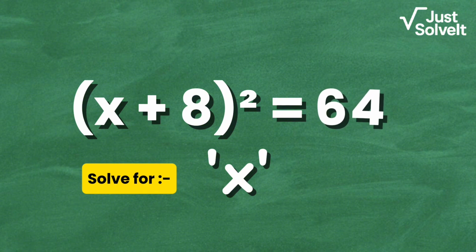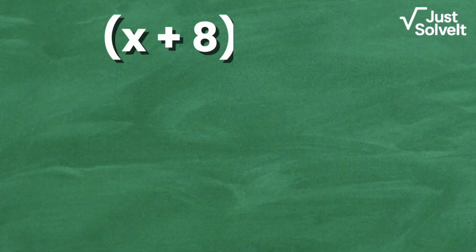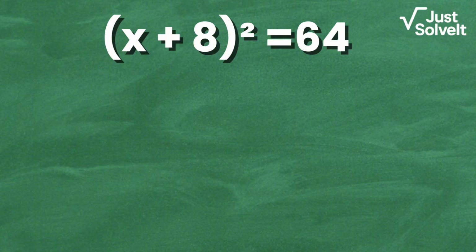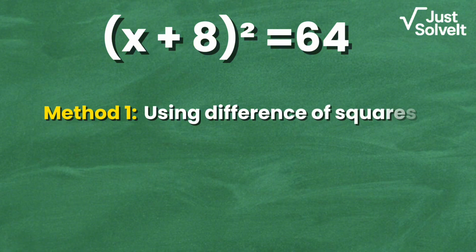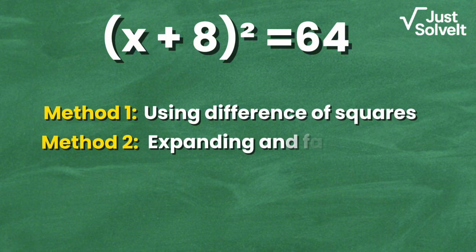Let's dive in. We're solving this equation, (x + 8)² = 64. This is a classic quadratic equation and you'll see how to solve it in two ways. Method 1: using difference of squares. Method 2: expanding and factoring.